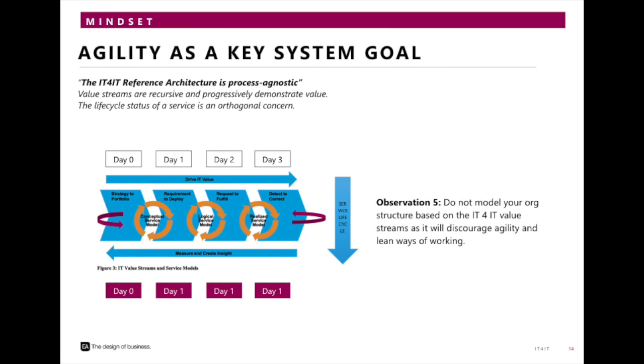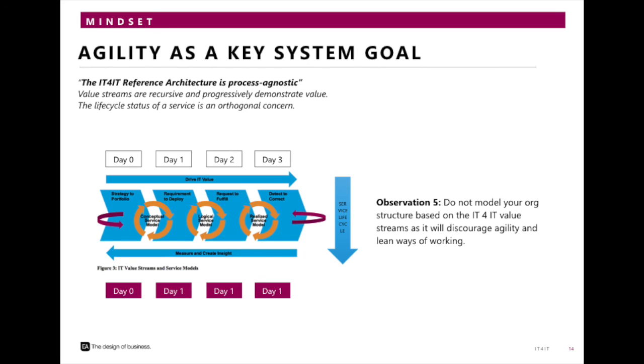We know that this is a process agnostic standard. Agility is a key system goal, and I want to speak to the agility aspect. One of the key goals in agility is that you can cycle through your value stream as quickly as possible, so that if on day zero someone comes to you with a request, how quickly can you take that request and actually deploy it into a production-like environment.